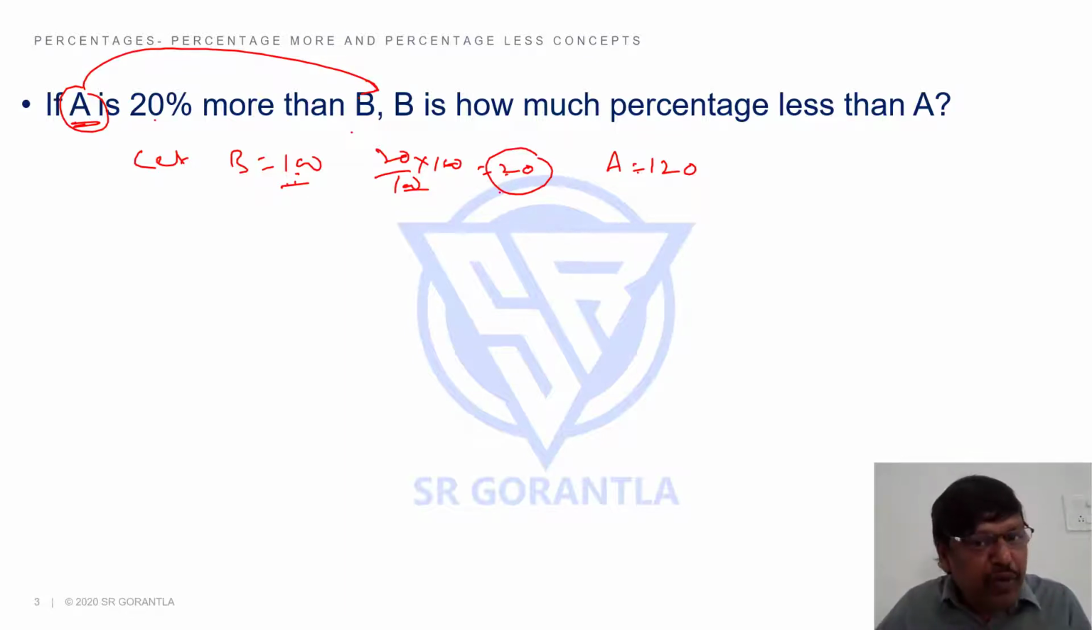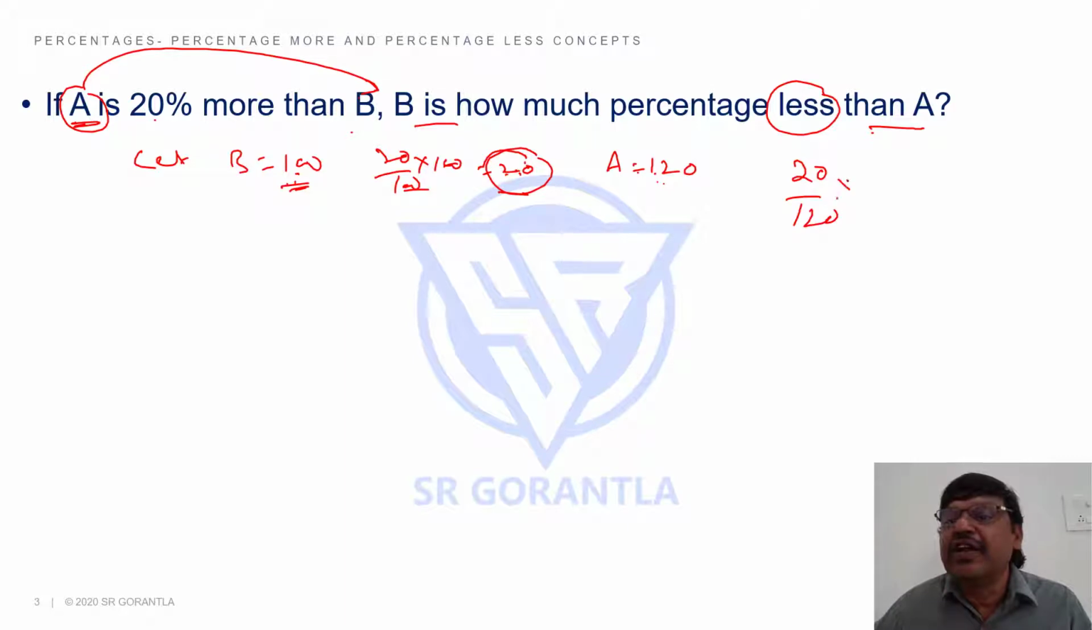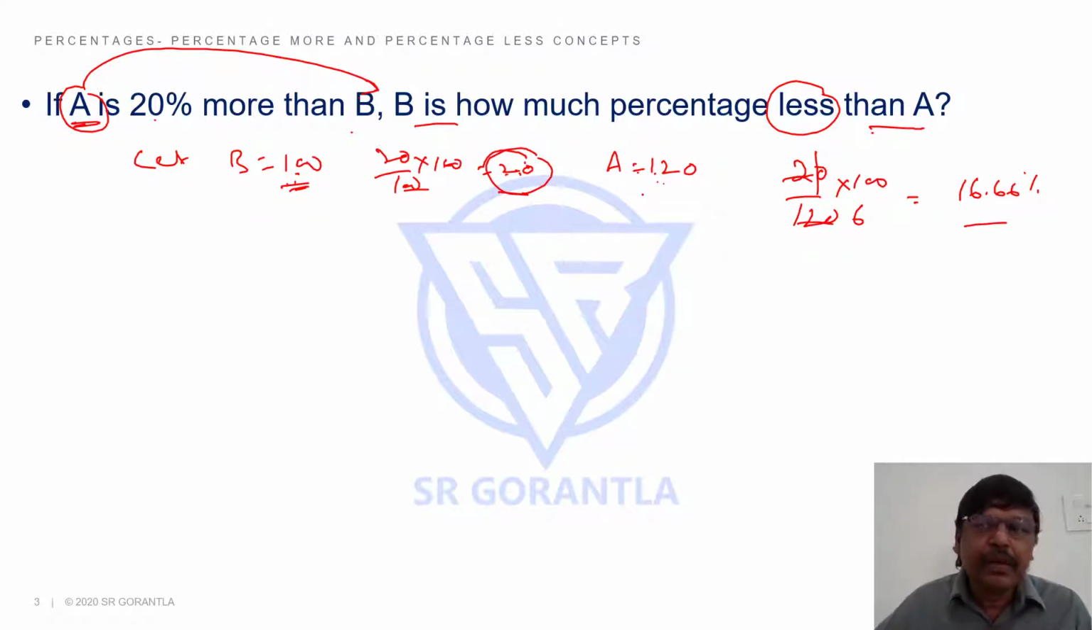As I said, amount wise there is no difference, but percentage wise, when I say A is 20% more than B, 20 by 100 is 20%. But when we ask B is how much percent less than A, we have to compare this difference 20 with A. So 20 by 120 into 100, 1 by 6, 16.66%. This is one way of doing it.